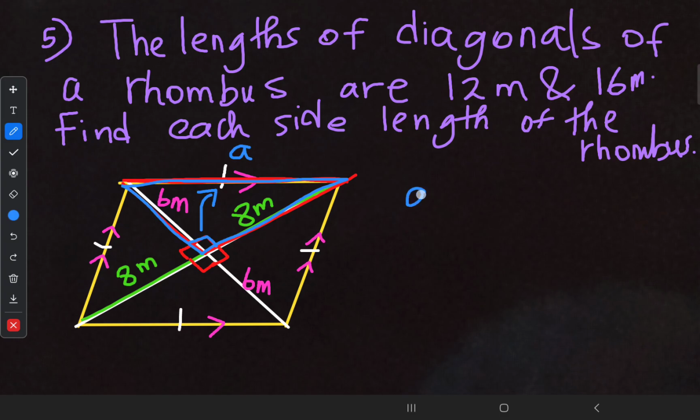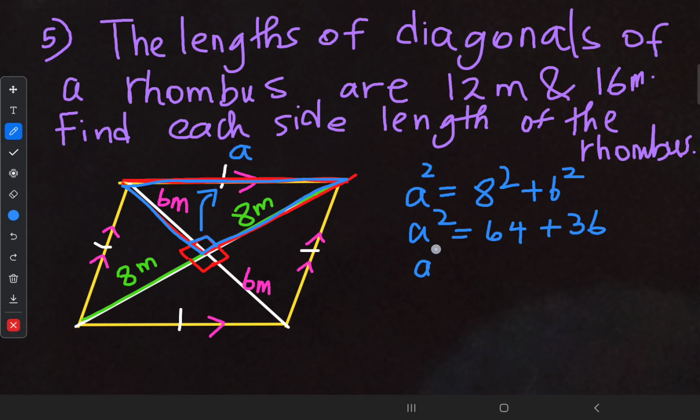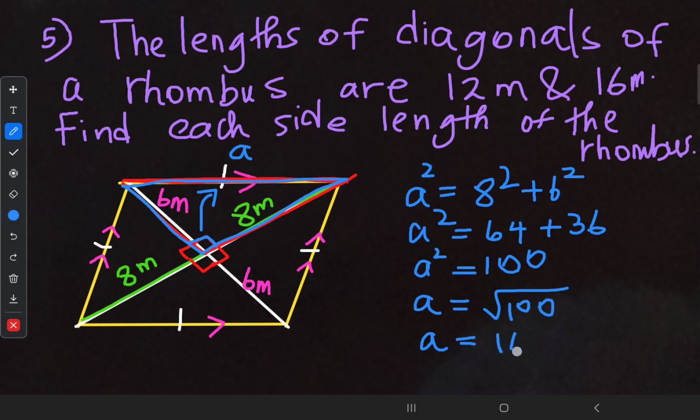So the hypotenuse: A squared equals, in this triangle, 8 squared plus 6 squared. 8 squared is 64, 6 squared is 36. So A squared equals 100. To find A, we need to find the square root of 100. What is the square root of 100? That is 10. The unit is meters.